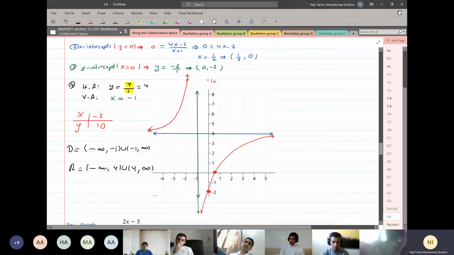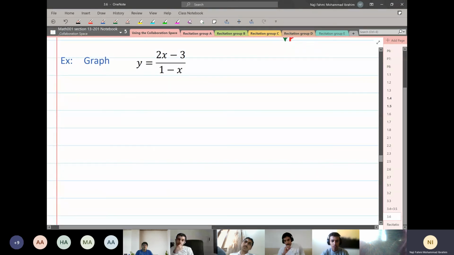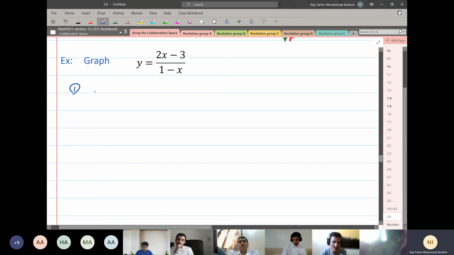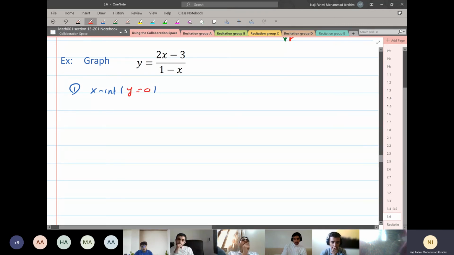Let's take one more, which is this one. Again, he's asking us to graph. The first step is to factor. Can I factor anything here? No. So I will just move quickly to what? To the x-intercept. How can I find the x-intercept? I have to replace y by 0. And if I do that, what will I get? 0 equals to what?